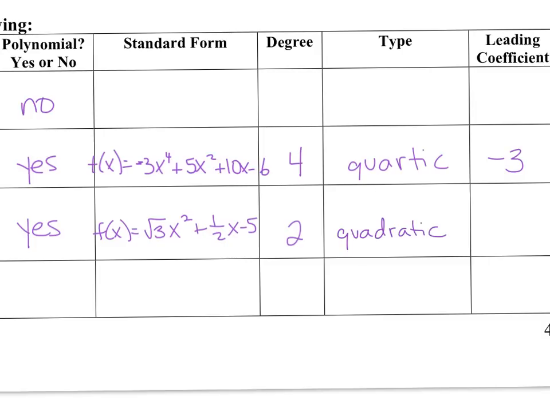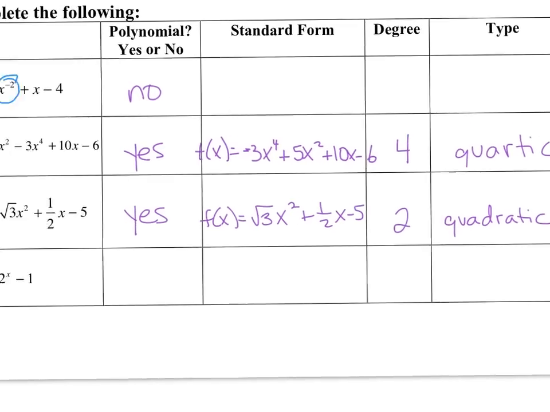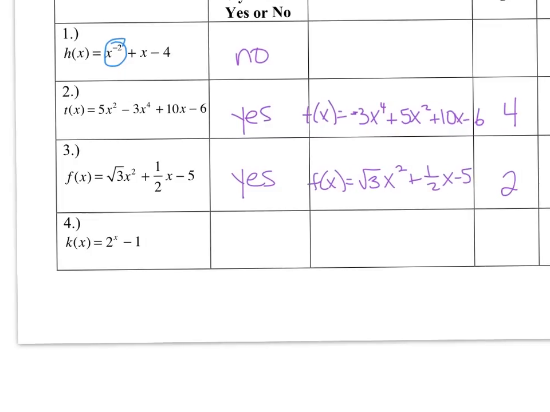And the leading coefficient is the coefficient of that same term that we looked at for the degree. So the coefficient here is the square root of 3. And number 4, so here we have 2 to the x power minus 1. Well, 2 to the x, remember our exponents need to be whole numbers. We don't know what x represents, so this one cannot be a polynomial.